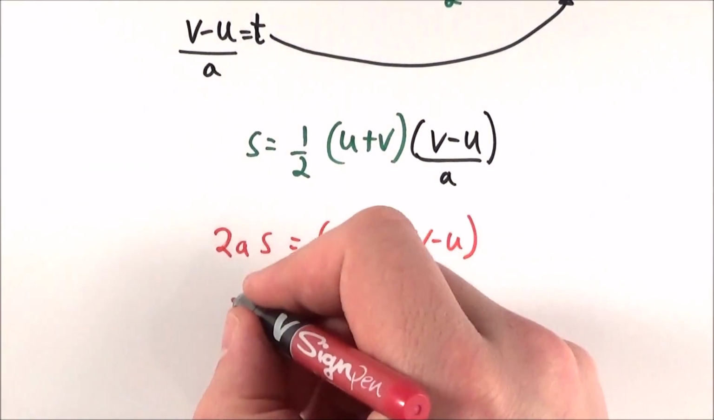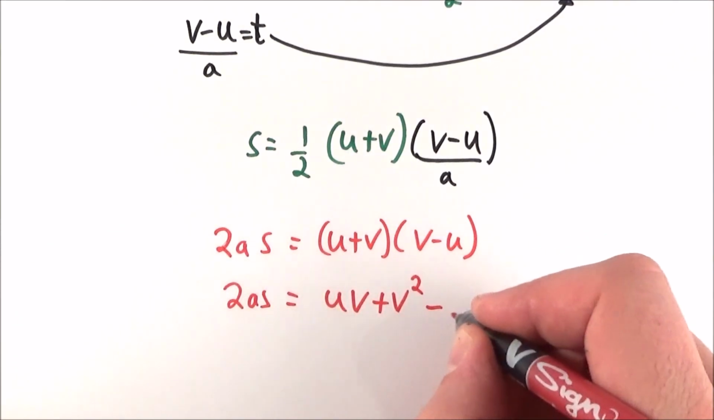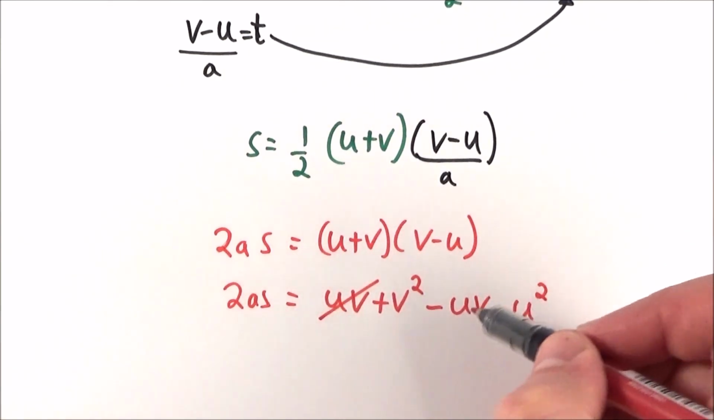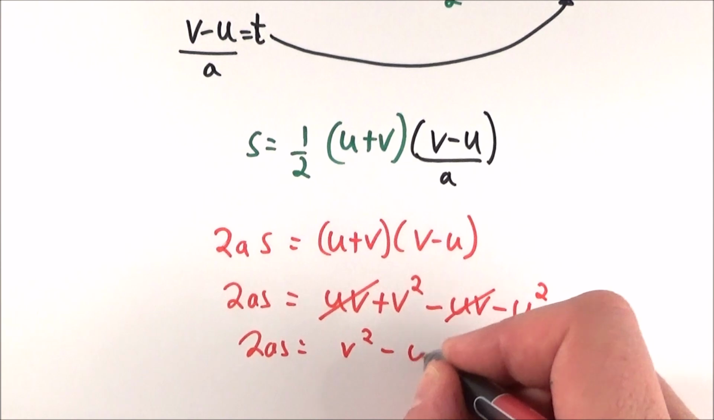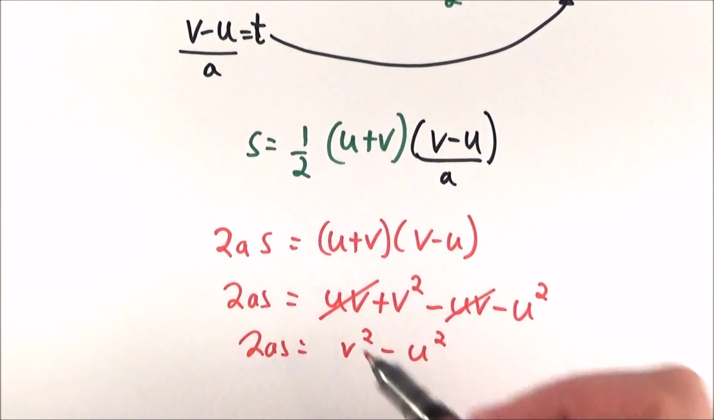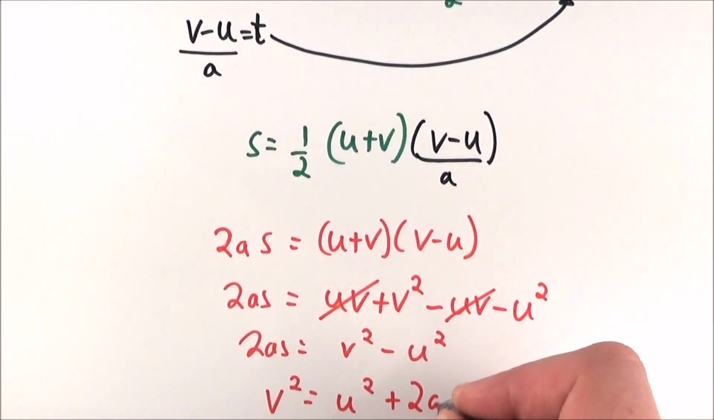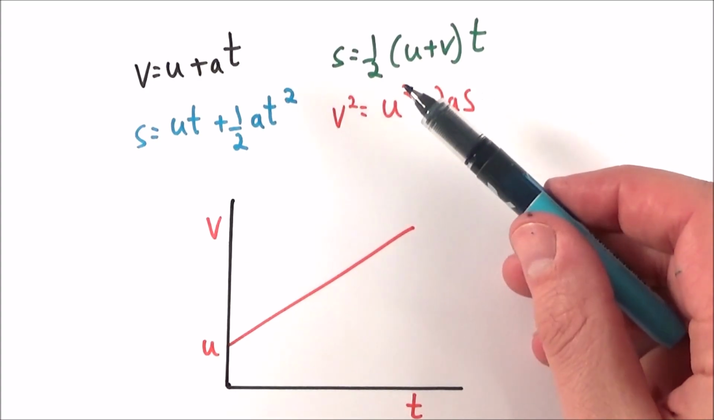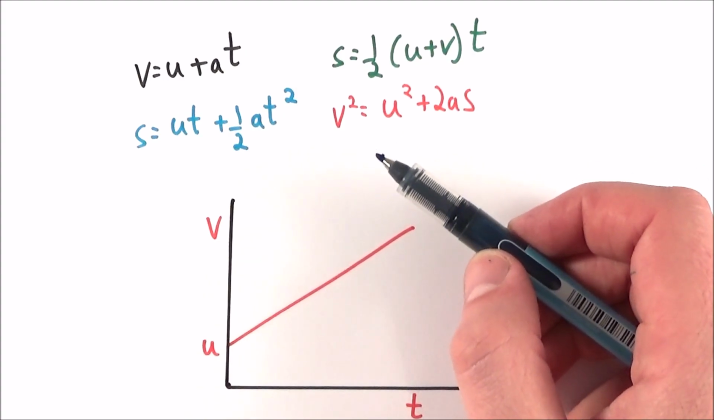As I multiply out the brackets, I can then say that 2as is equal to uv plus v squared minus uv minus u squared. And what we see here is that we've got a uv cancelling with a minus uv. So we can say that 2as is equal to v squared minus u squared. And if I rearrange this to make v squared the subject, we can say that v squared is equal to u squared plus 2as. And that is the fourth of the SUVAT equations. Here we go, these are the equations of motion: v equals u plus at, s equals a half u plus v t, s equals ut plus a half at squared, and finally v squared equals u squared plus 2as.